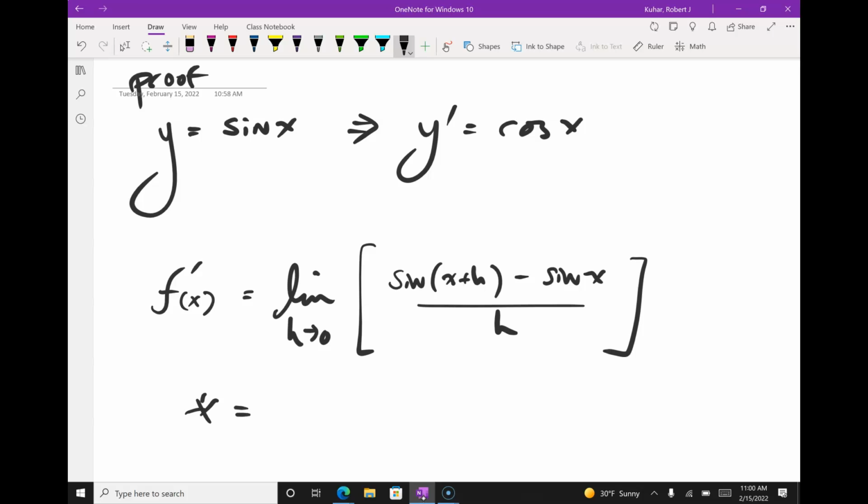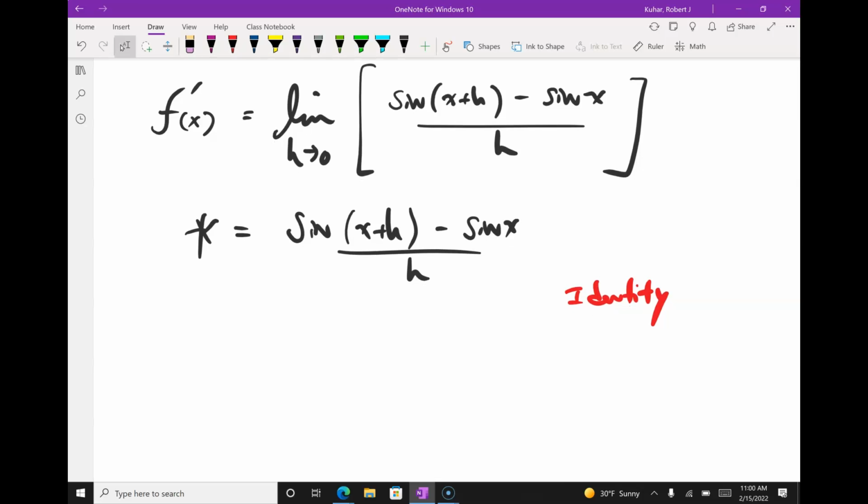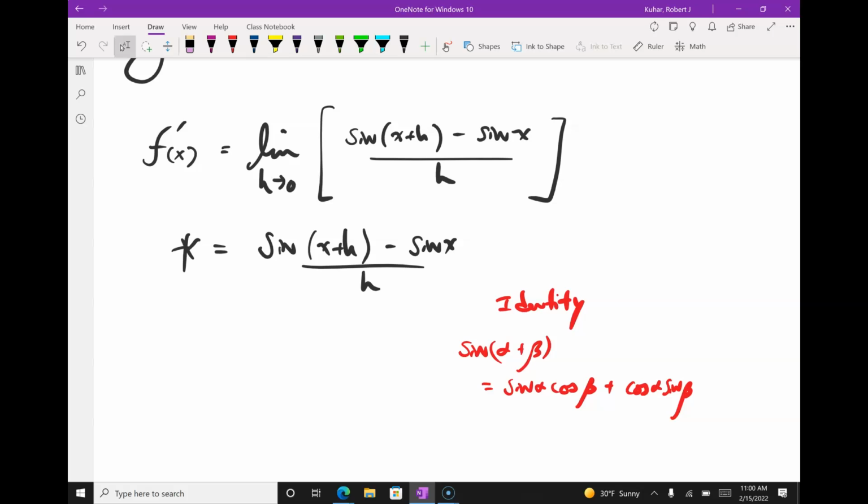That's all. I'm going to work on star, which is sine of x plus h minus sine of x all over h. And I'm going to use my identity for sine of alpha plus beta. So we have an identity on that second page of your textbook, sine of alpha plus beta. And that is sine alpha cos beta plus cos alpha sine beta. Alpha and beta, first two Greek letters, that's all.